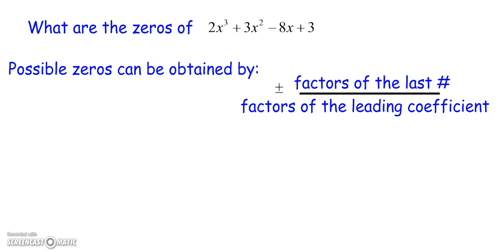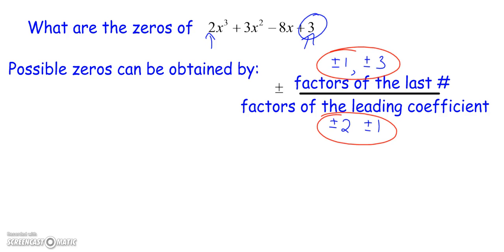What we have to do is be able to narrow that down, and the way you can narrow that down is by looking at two numbers, the 3 and the 2, the very last constant and the leading coefficient. If you take the factors of 3, the only factors of 3 are plus or minus 1 and plus or minus 3. Those go on the top of the fraction. And if you take the factors of 2, put those on the bottom, plus or minus 2 and plus or minus 1.